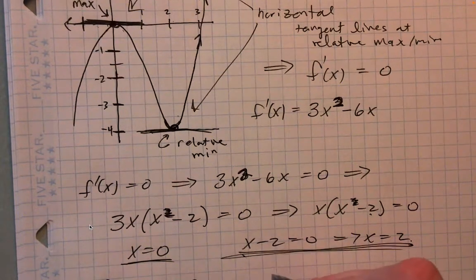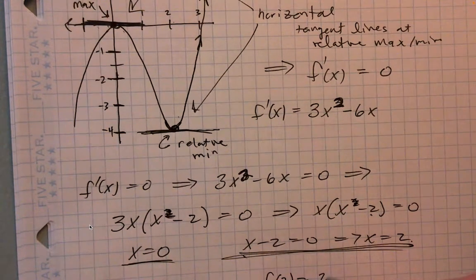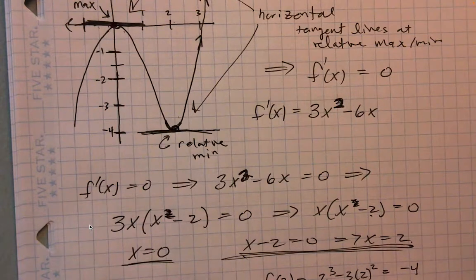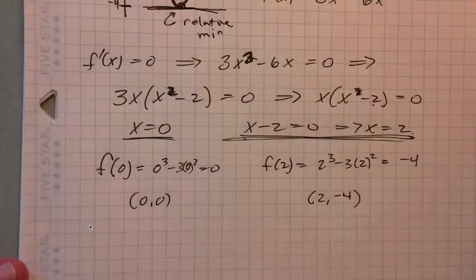And then we could also evaluate f of 2. And so we get 2 cubed minus 3 times 2 squared. And when you crank all that out, what do you get? 2 times 2. So that's 8 minus 12. So you get negative 4. So another extrema point is at 2, negative 4.